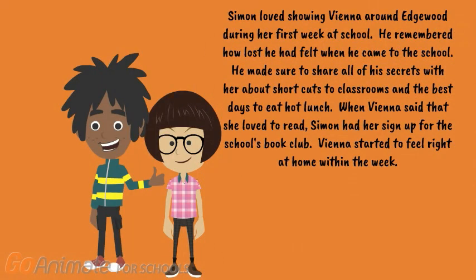Simon loved showing Vienna around Edgewood during her first week at school. He remembered how lost he had felt when he came to the school. He made sure to share all of his secrets with her about shortcuts to classrooms and the best days to eat hot lunch. When Vienna said that she loved to read, Simon had her sign up for the school's book club. Vienna started to feel right at home within the week.